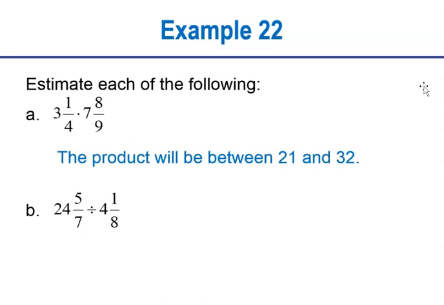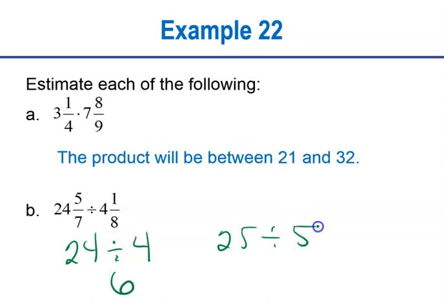So 24 and 5/7. Now the lowest that could possibly be is 24. Let's get the pen working again. There we go, 24 divided by 4 and 1/8. The lowest you could round would be 4. We know 24 divided by 4 is 6. On the other end, 24 and 5/7 rounded up is 25, divided by 4 and 1/8 rounded up, divided by 5. It happens to be that these numbers just work out nicely. 25 divided by 5 is 5.